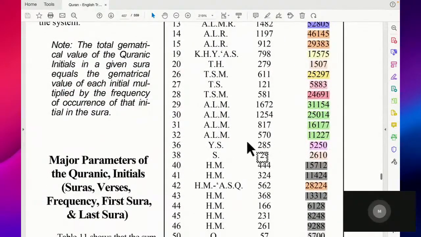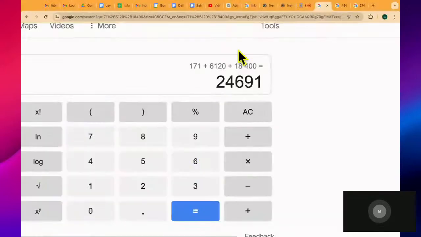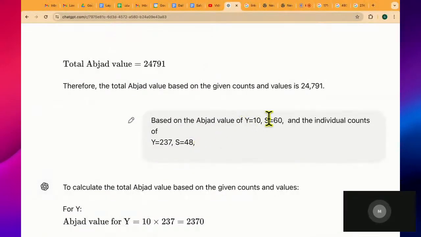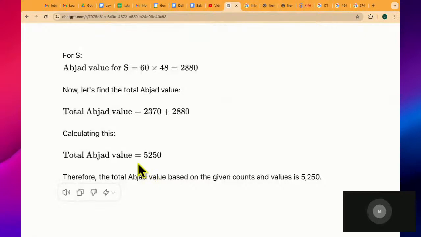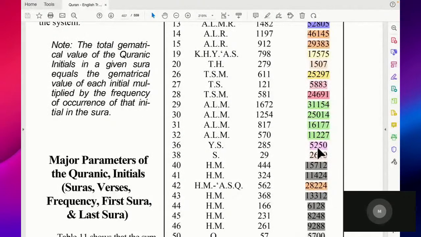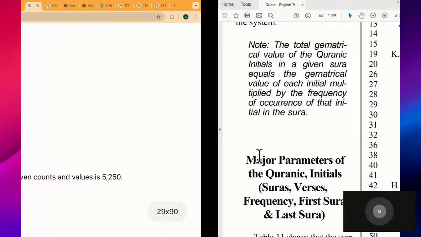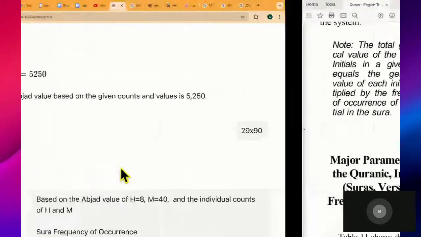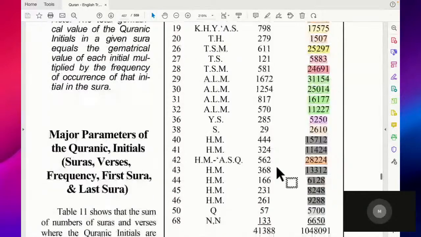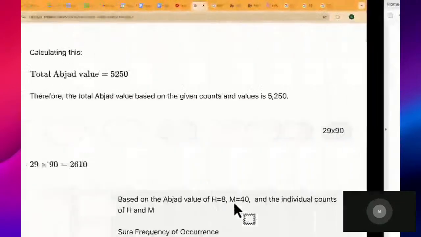Then moving on to Surah Yasin, Surah 36, Ya 10, Sin 60. I did the calculation, 5,250. Then there is Surah Sad, which is easy. You just multiply the number of Sad in this surah, which is 29, by the geometrical value of Sad, which is 90, and it's 2610. And then I moved on to Hamim initial surahs.